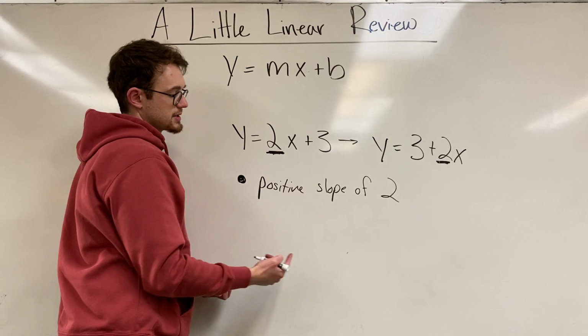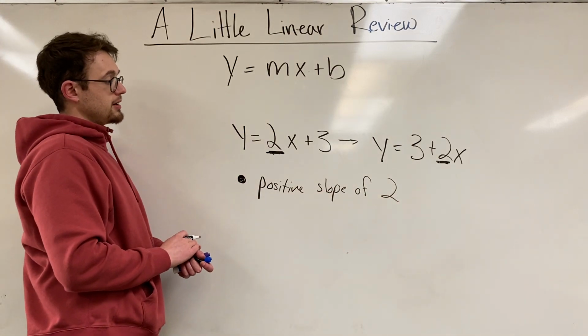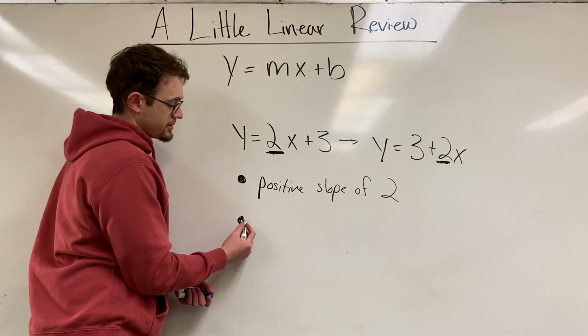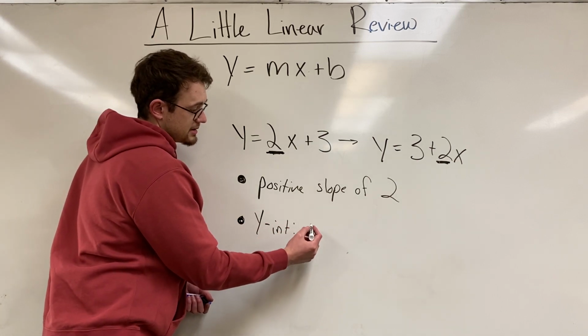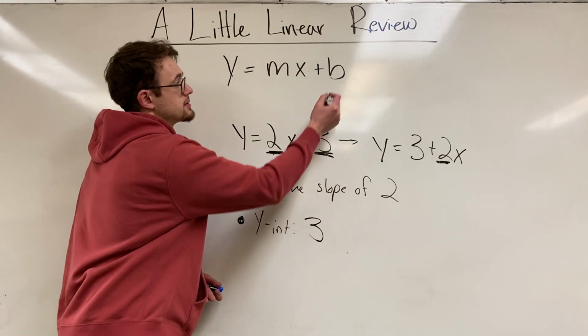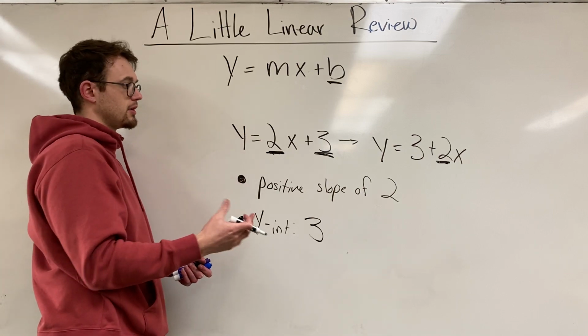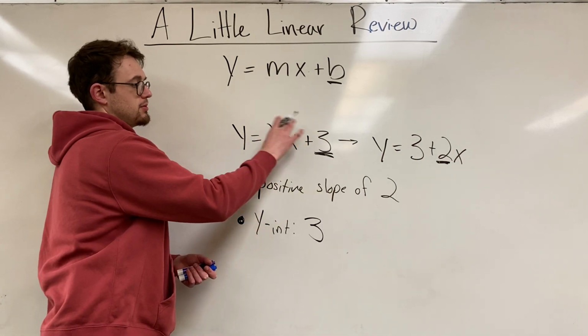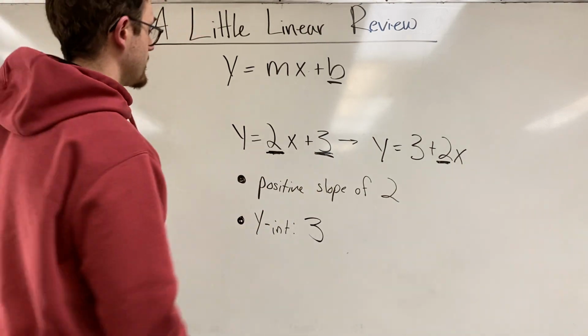That's one thing we could say. Technically, it's two things we could say. It's positive slope and the slope is 2. We can also say that the y-intercept is 3 because that is b, and b is the y-intercept. All right, slope, y-intercept, slope, y-intercept. Gotta get that down.